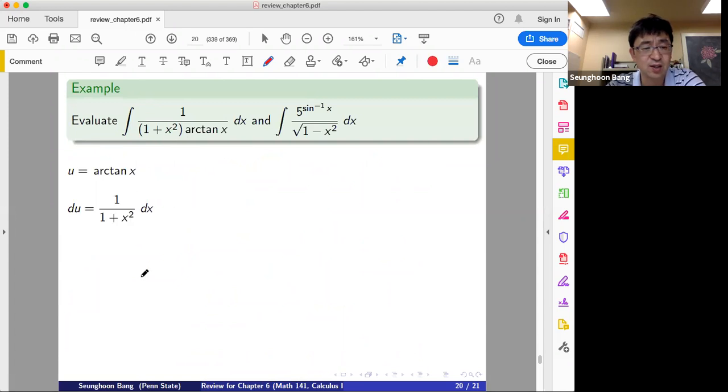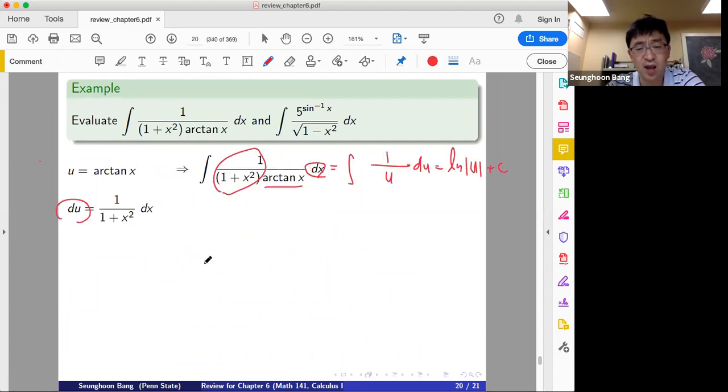The du is like this one. So we have it like this. Next, change back. u is arctangent. You plug into here. The answer is ln of the absolute value of arctangent x plus c. So we have it.